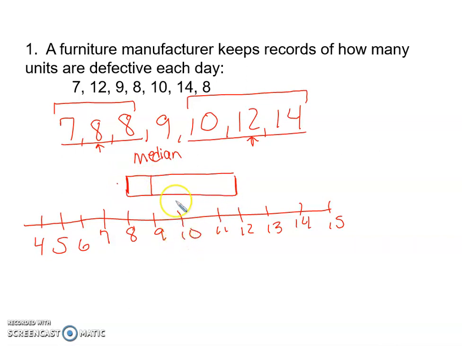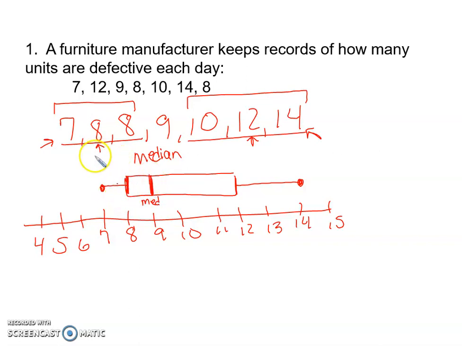Alright? Now my whiskers are made up of the low number and the high number. Okay? So the low whisker is at 7, and the high is at 14. Alright, so this is how my box and whiskers would look like if I were setting it up on the number line. Okay? The middle of my data, the median, is here in my box.